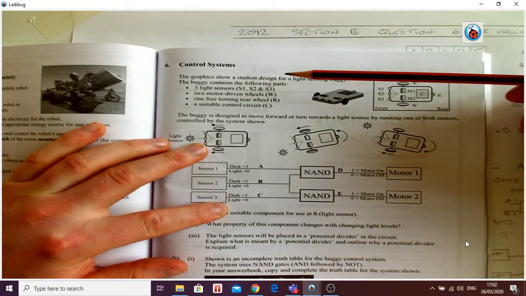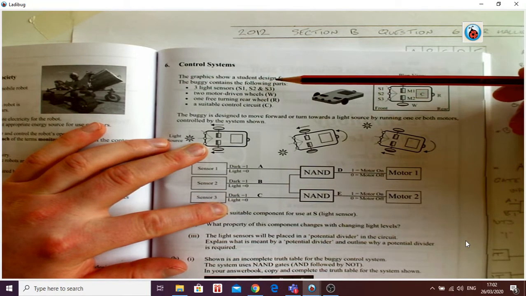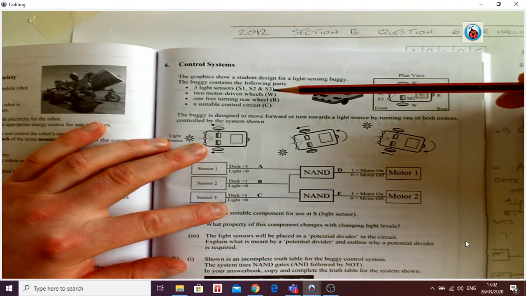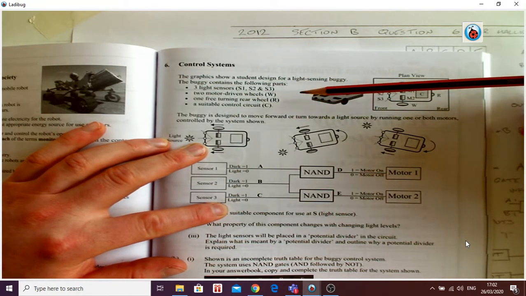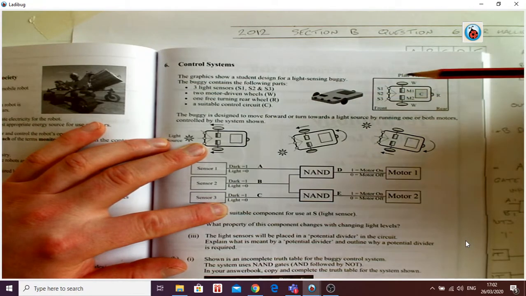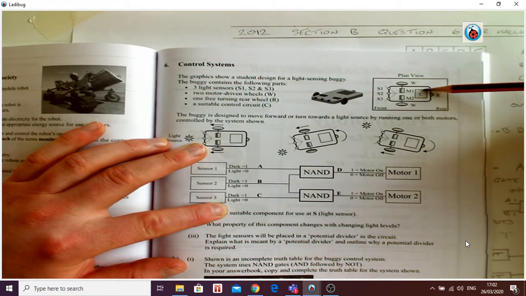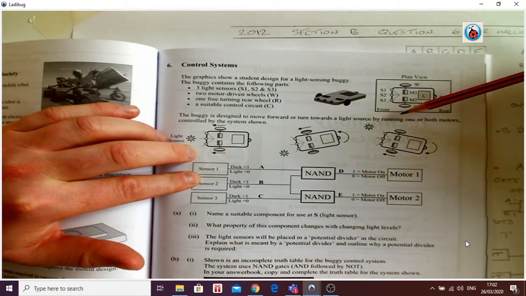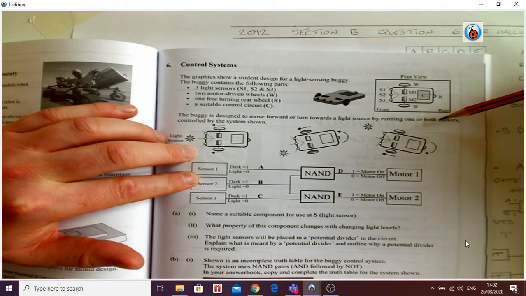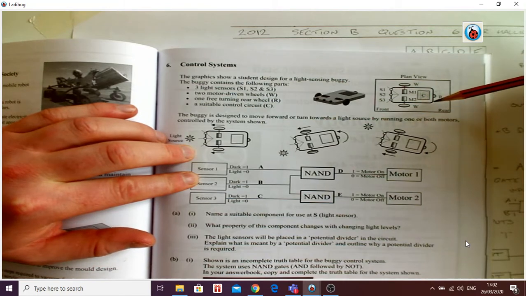Okay, the buggy contains the following parts: 3 light sensors, S1, S2, S3, 2 motor driven wheels, 1 and 2, and 1 free turning rear wheel, or a caster, at the back of the thing, and a suitable control circuit sitting on the back of the buggy. The buggy is designed to move forward or turn towards a light source by running one or both motors controlled by the system shown.